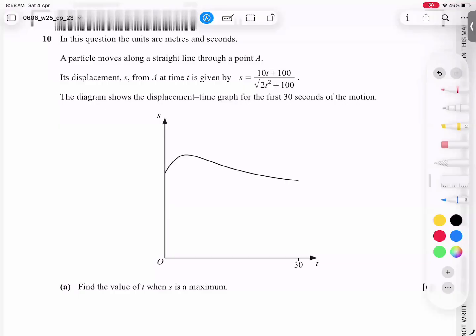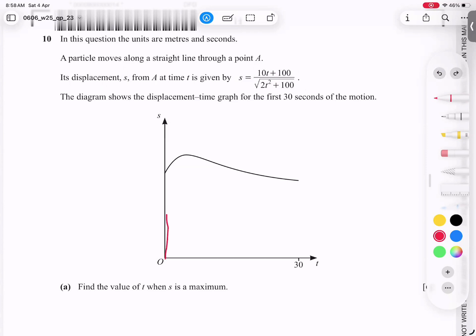Question number 10, students. In this question, units are meters and seconds. It is clearly mentioned that a particle moves in a straight line from point A. And it's displacement, make sure, students, not distance. This is displacement and it is given by this expression.